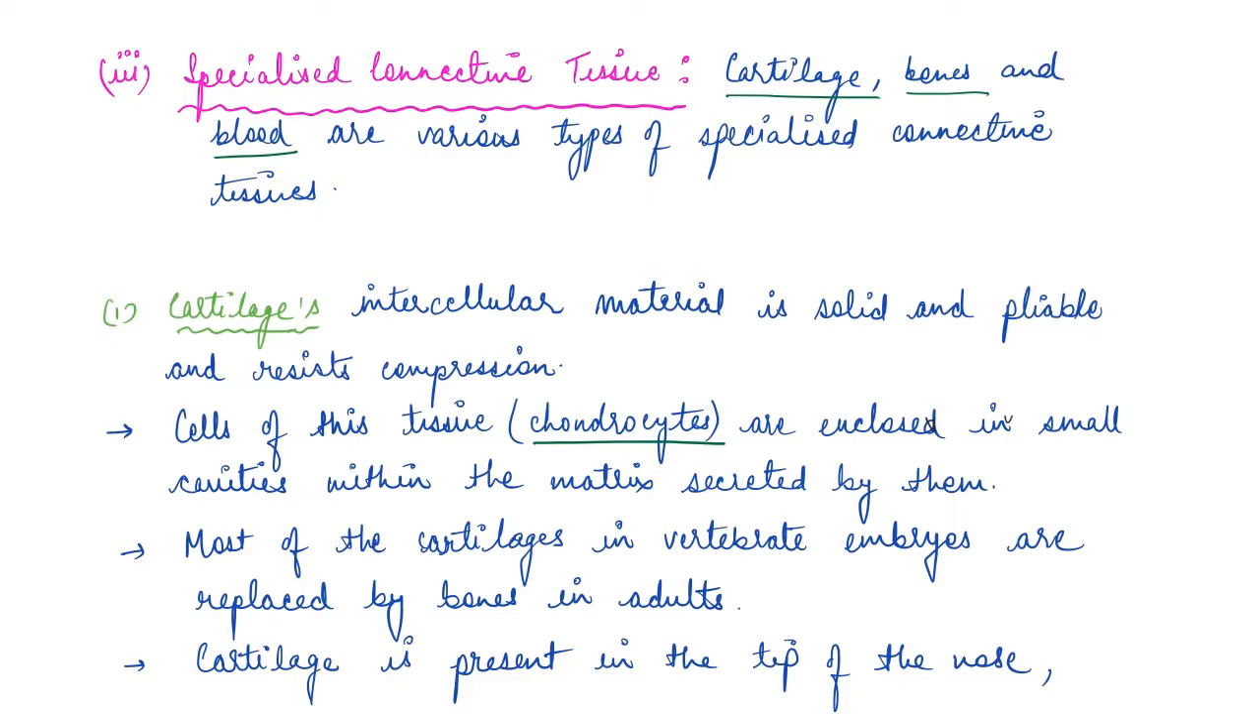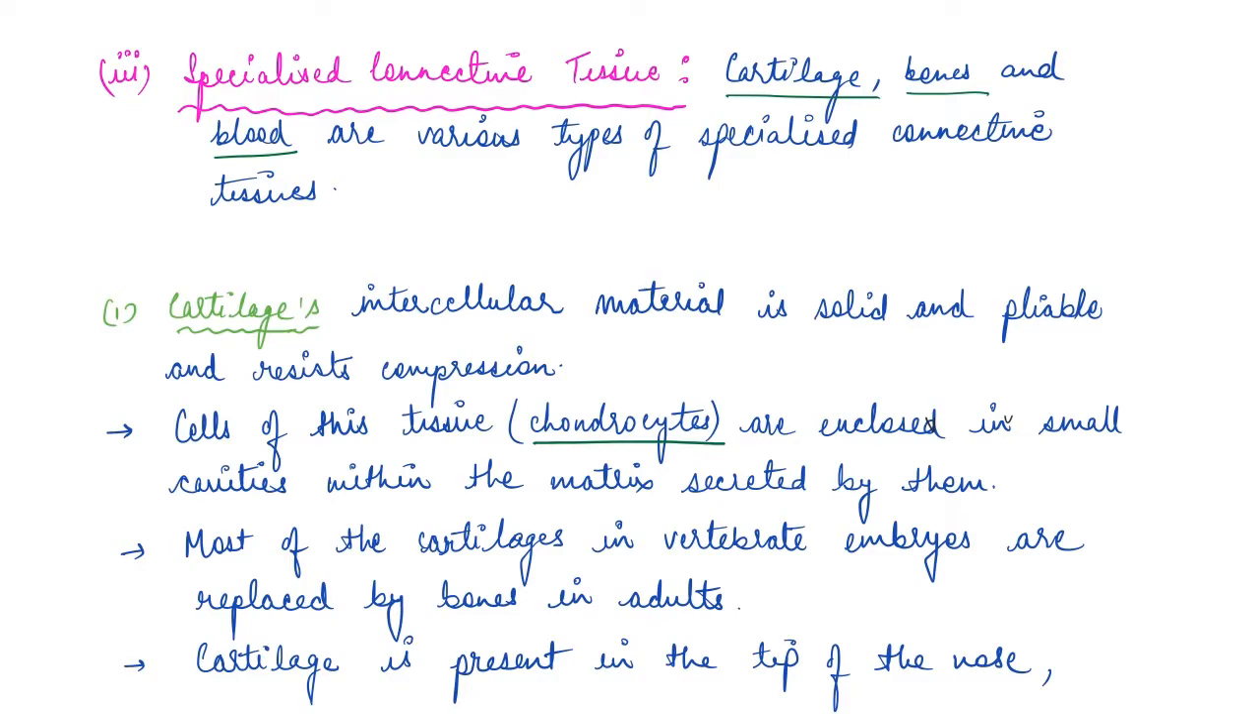If we talk about cartilage, the intercellular material of cartilage is solid. It is solid, but it is pliable and it resists compression. That means cartilages are solid, but they are flexible. We'll see some examples of cartilage as well, right? And since it is flexible, anything that is flexible can be compressed more, so it basically resists compression, right?